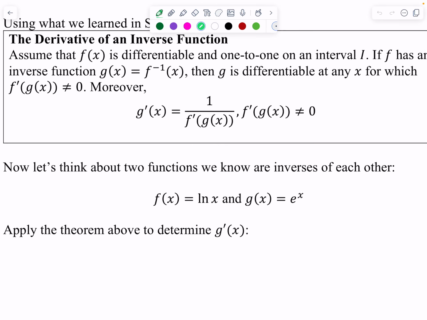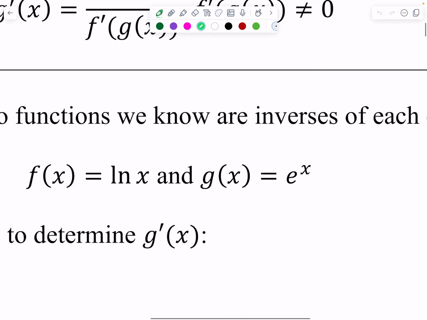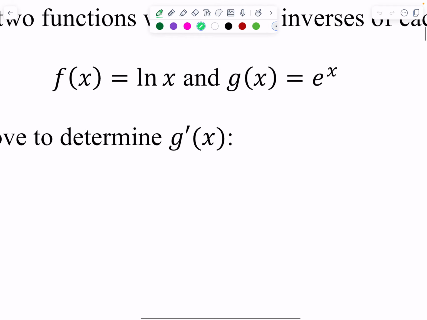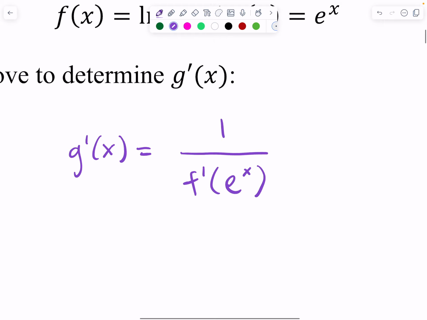So we have two functions that we know are inverses of each other. f of x equals natural log of x, and g of x equals e to the x. So to find g prime, thinking about applying that formula from above, that would be 1 over f prime evaluated at g of x. Well, g of x is just e to the x.